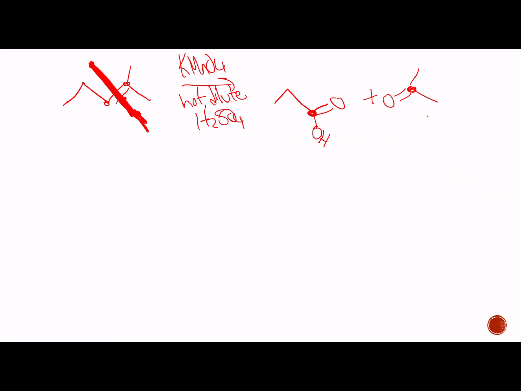Let's take a look at one more. One that I think is a little bit spicy. That's a ring. It's a cyclohexene. And so how would we do this? What would we do if we were to react this with KMnO4 and hot dilute H2SO4?